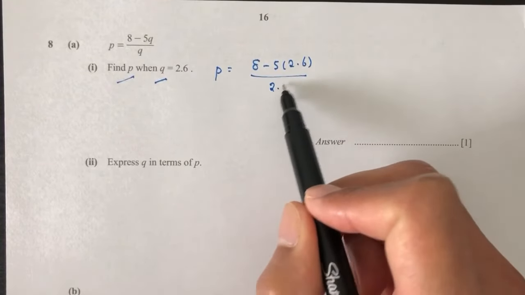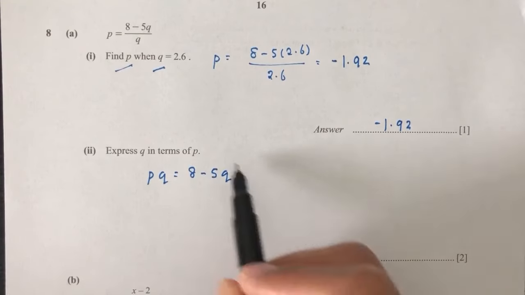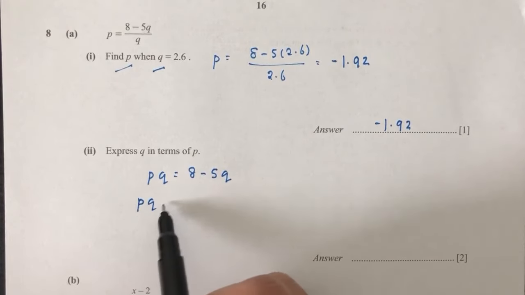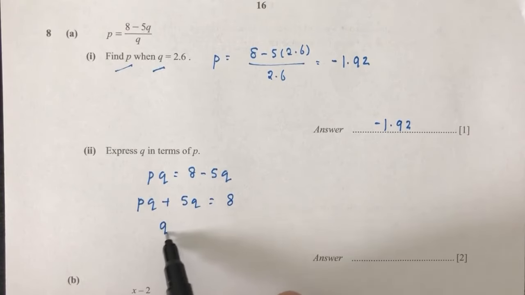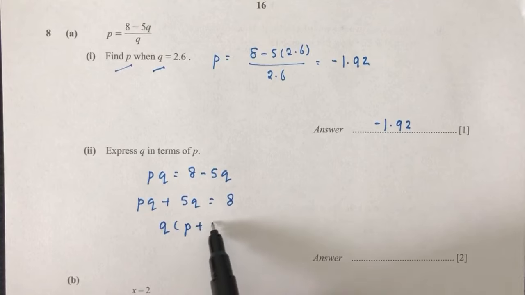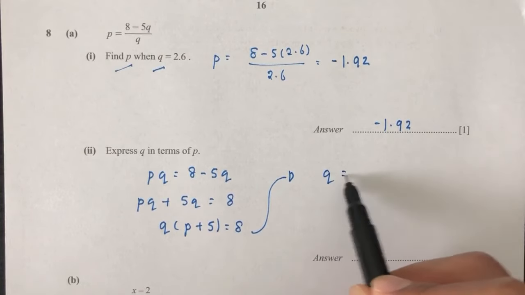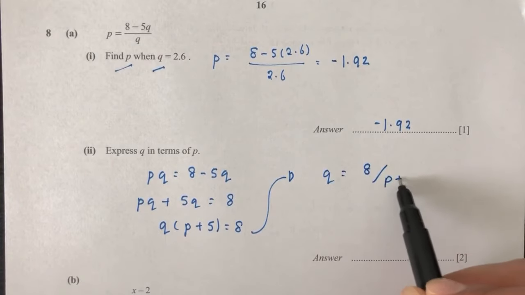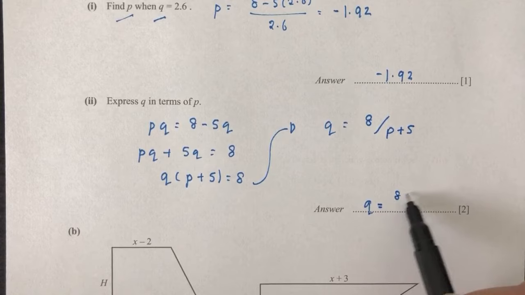And for this one, express q in terms of p, so we have to make q the subject of the formula. So first step is to cross multiply. We have pq equal to 8 minus 5q. Let's bring q to one side. We have pq plus 5q equal to 8. Now we factorize q outside. We have q times p plus 5 equal to 8. So this will be q equal to 8 divided by p plus 5. So this will be your answer for part 2.